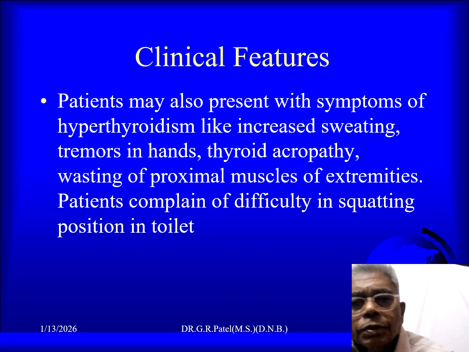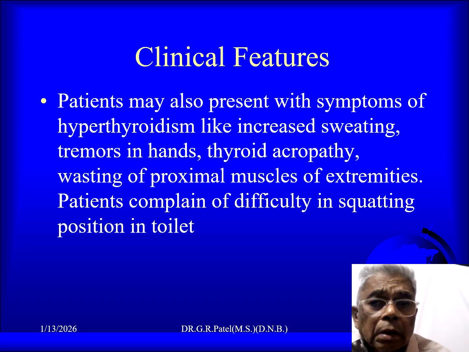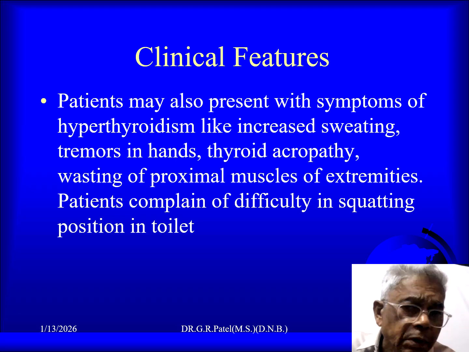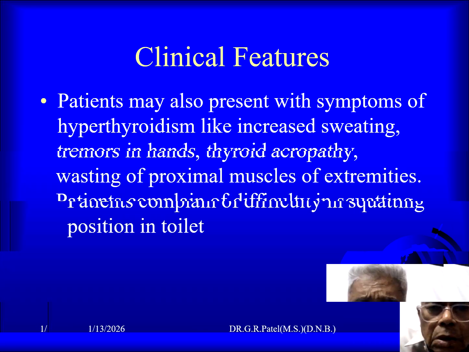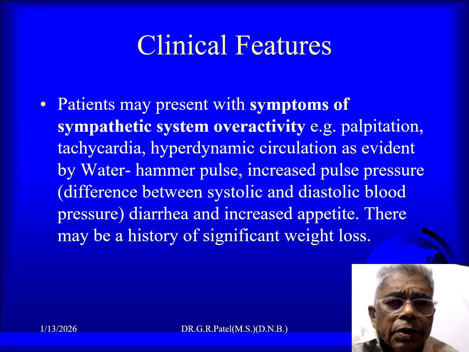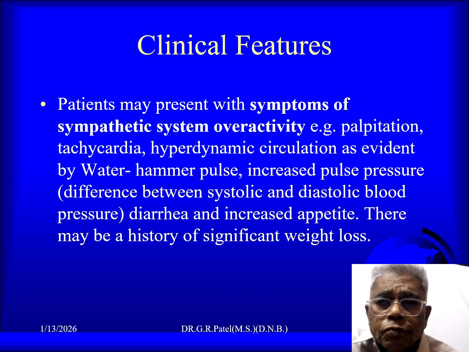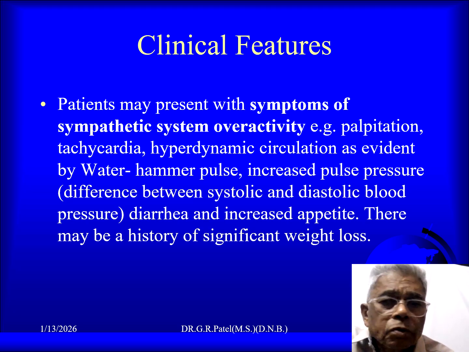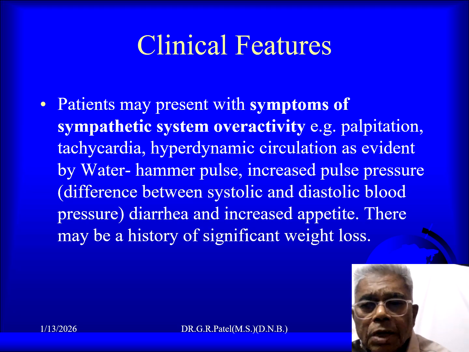Patient may also present with symptoms of hyperthyroidism like intense sweating, tremor in hands, thyroid acropathy, wasting of proximal muscles of extremities. Patient complains of difficulty in squatting position in the toilet. Patient may present with symptoms of sympathetic system overactivity, for example, palpitation, tachycardia, hyperdynamic circulation, as evident by water hammer pulse, increased perspiration, increased difference between systolic and diastolic blood pressure, diarrhea, and increased appetite.